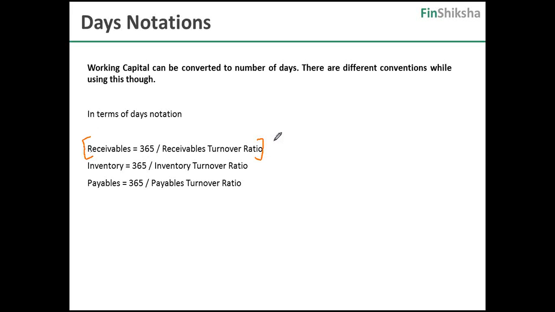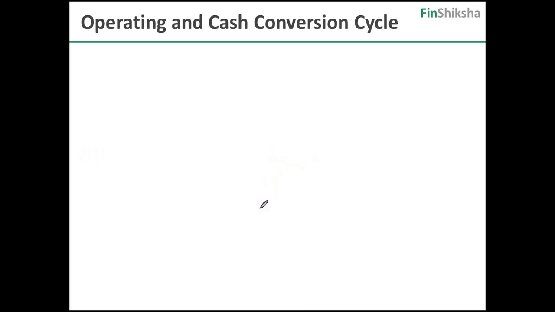Let's assume there is a firm whose day notation here is 30 days, which means 30 days worth of sales is outstanding as receivables. 20 days worth of COGS is outstanding as inventory. And let's say 15 days worth of COGS is outstanding as payables. Now, how do you deal with this, or how do you understand this?